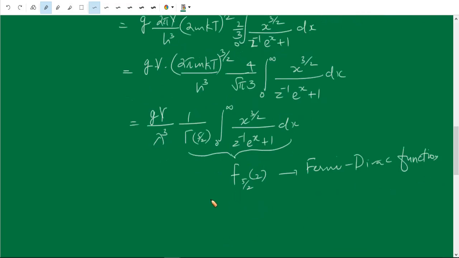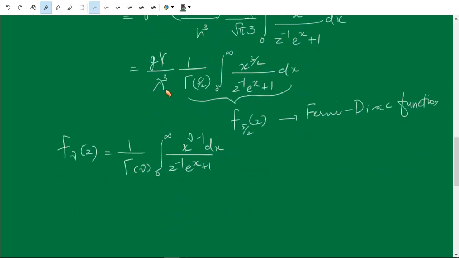The Fermi Dirac function is defined by f nu of z is equal to 1 by gamma of nu, integral from 0 to infinity of 1 divided by z raised to minus 1 e raised to x plus 1, times x raised to nu minus 1 dx. So we got the expression for PV divided by kT.